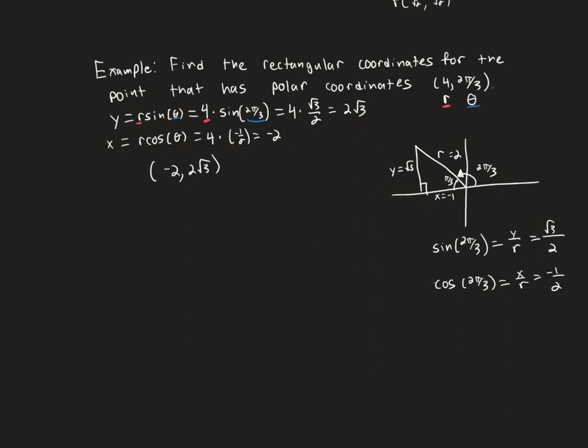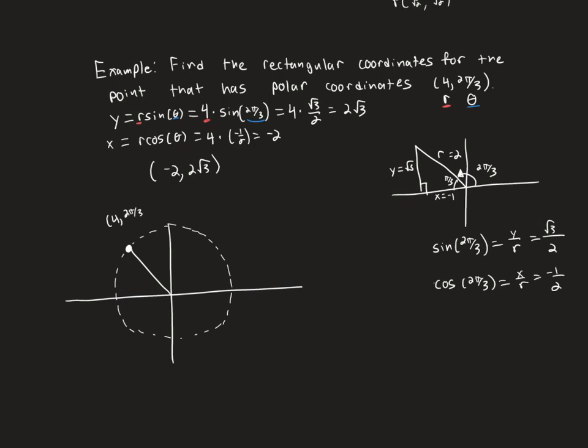All right. So we had to use our 30, 60, 90 triangle and reference triangles to figure out sine of 2 pi over 3 and cosine of 2 pi over 3. Another way we can do this, which is similar but a little bit different, is we find this point for 2 pi over 3 on our polar coordinate system, right? So 2 pi over 3 is going to be right here. So that's going to be 4, 2 pi over 3.